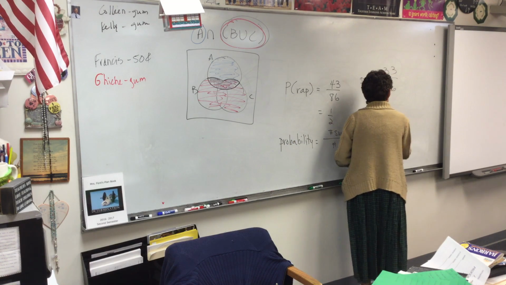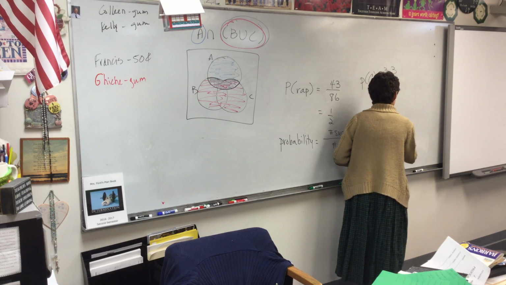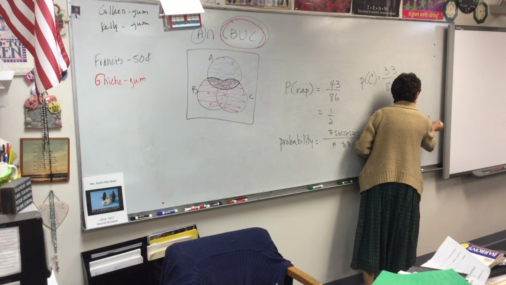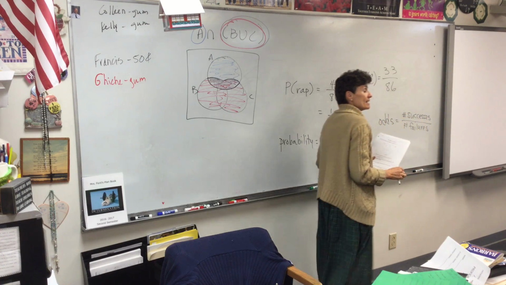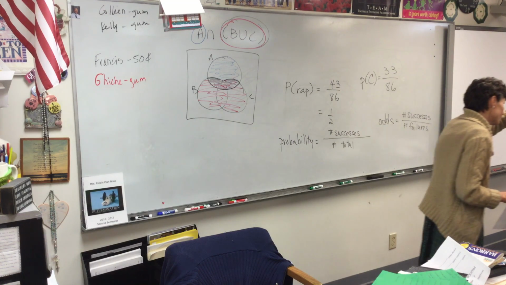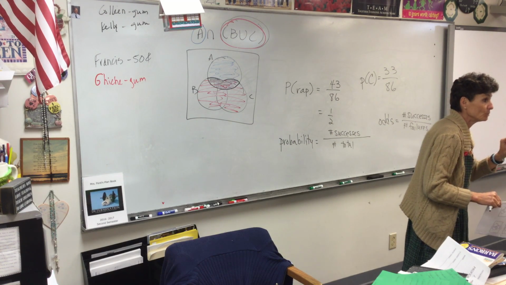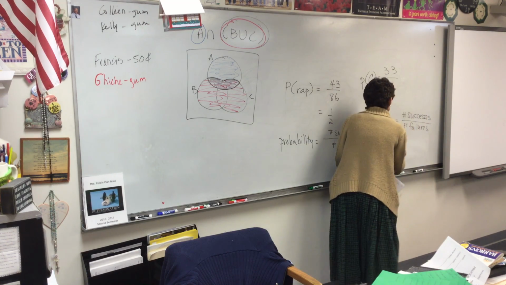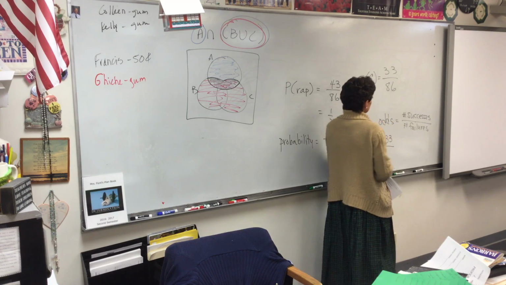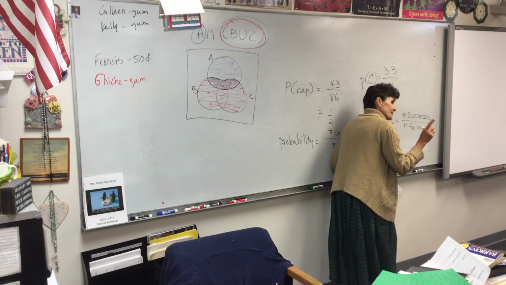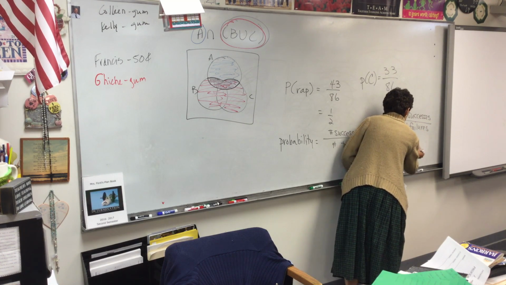Odds are the number of successes over the number of failures. In other words, odds are the number of people who like country divided by the number of people who don't like country. So what would the odds be? Not 33 over 86. It would be 33 over 53.